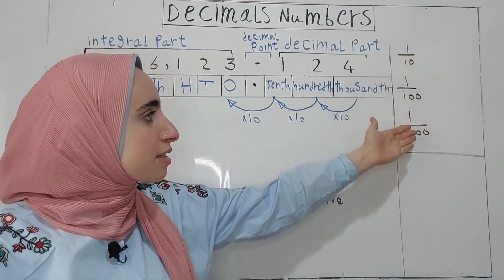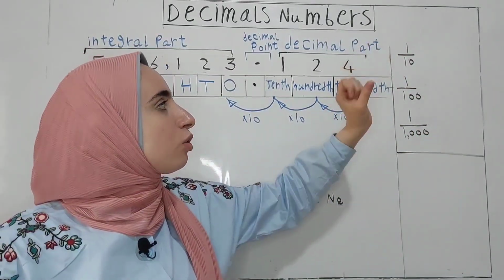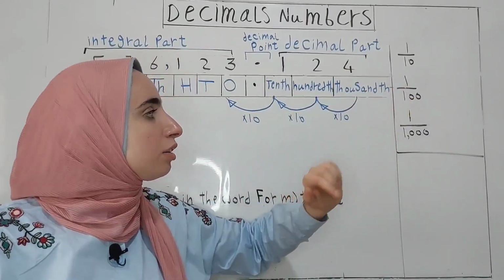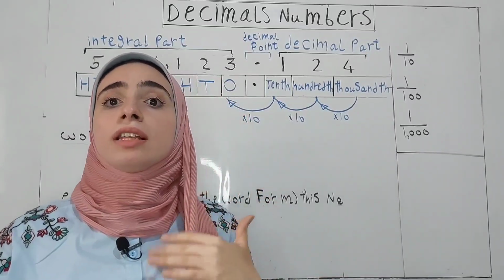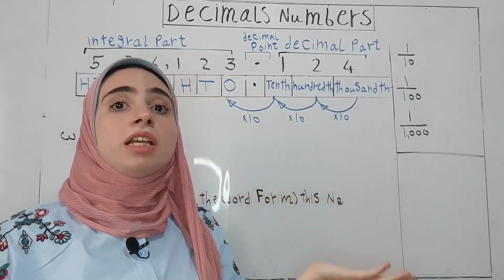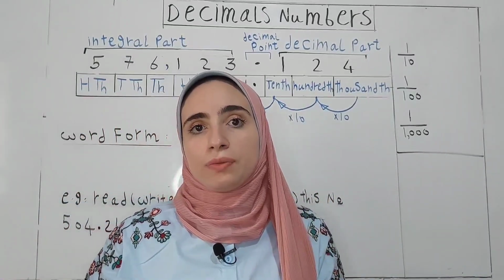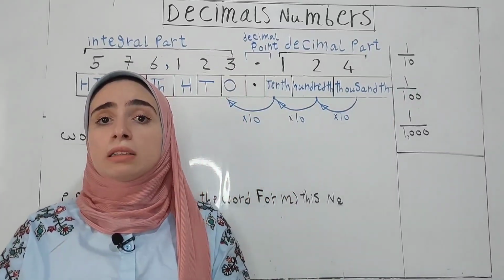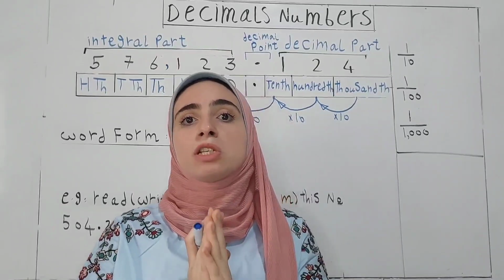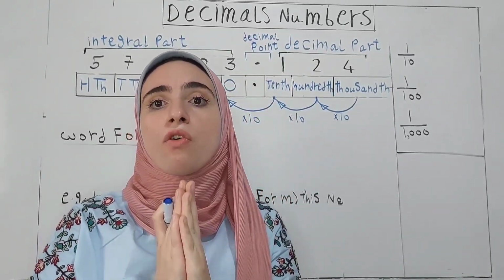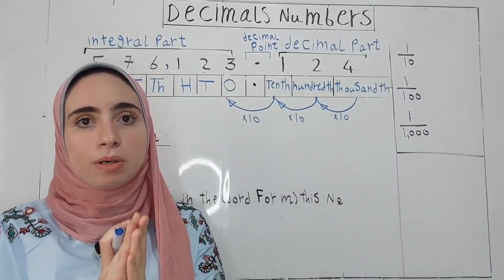Let's say we have these fractions: 1 over 10, 1 over 100, and 1 over 1000. We notice that the denominators are multiples of 10. When the denominators are multiples of 10, we can write the fraction in a special form. It's called a decimal number.